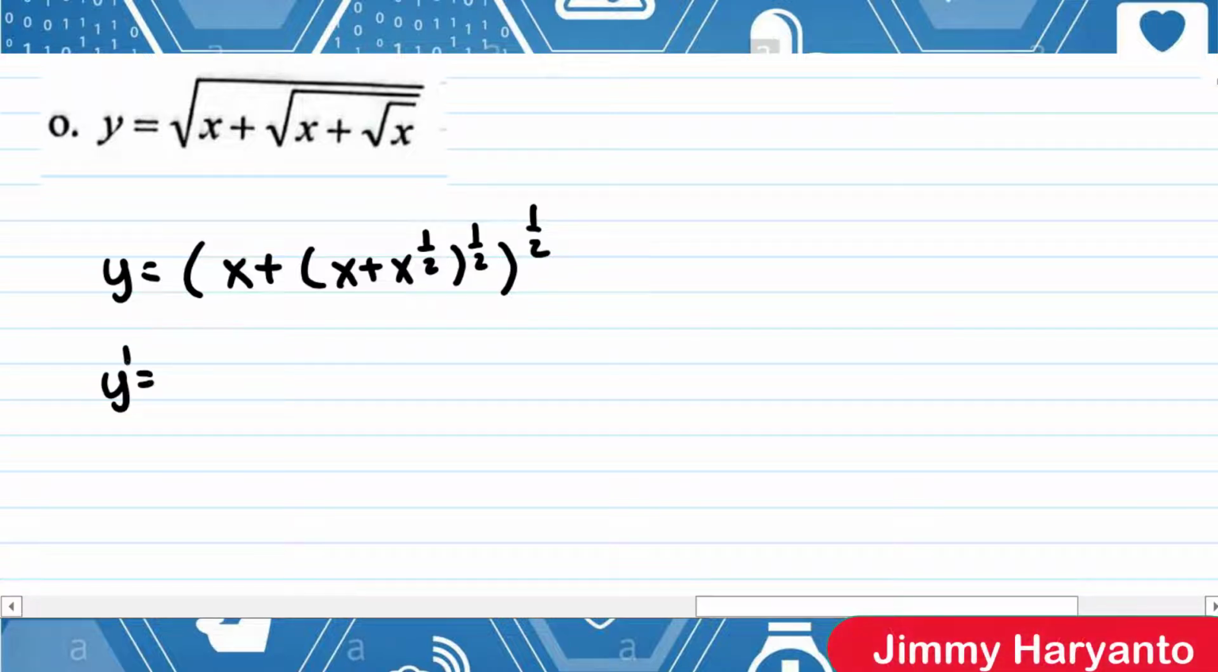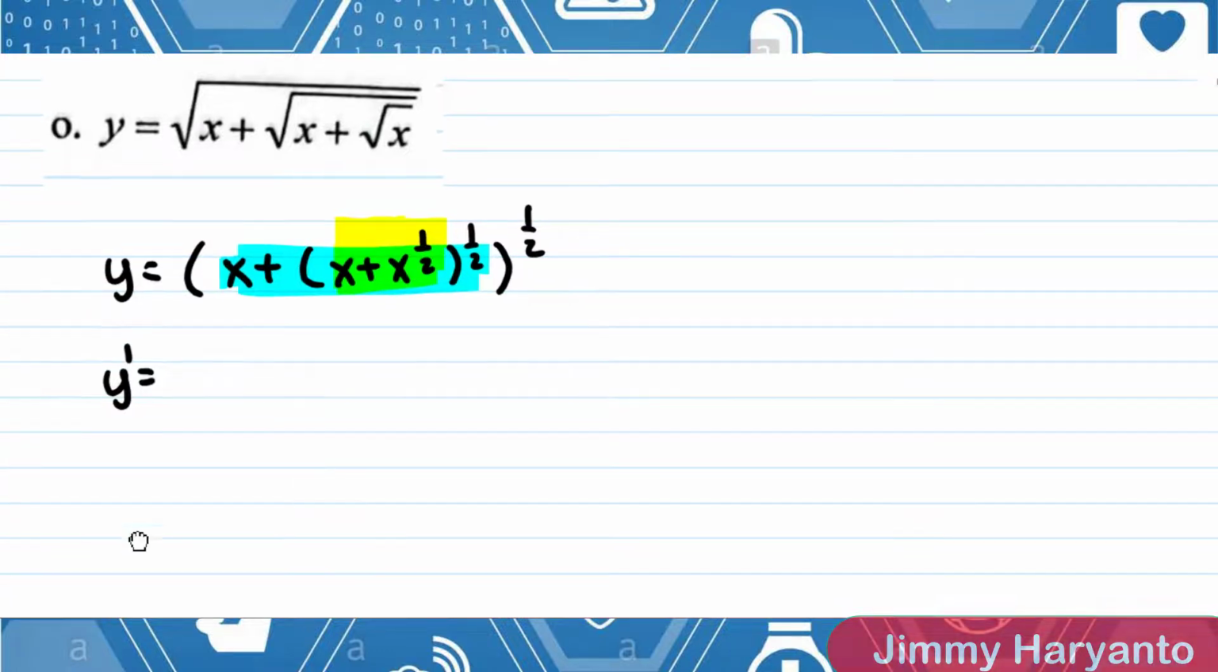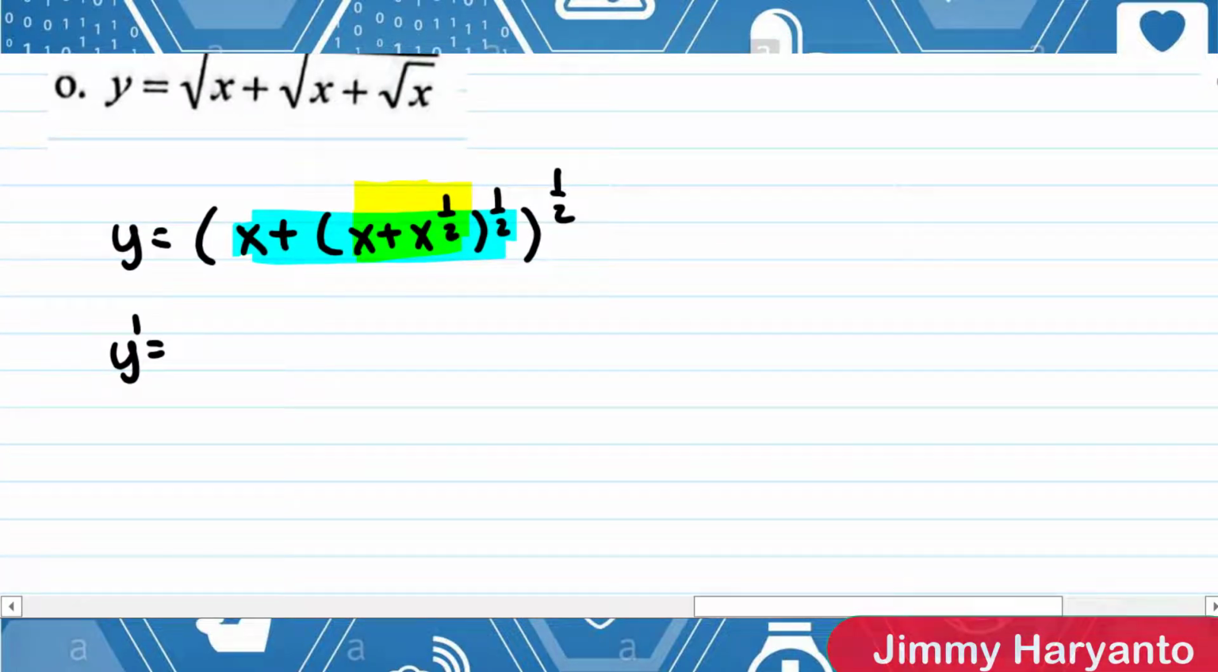Okay, to differentiate it you have to be careful. For this one we have 2 inner functions guys. The first one is this one, and the other one is this one. Okay, the first one is the yellow and the second one is the blue, and then we have the outer function. Okay, so we have to use chain rule, 2 times of chain rule.